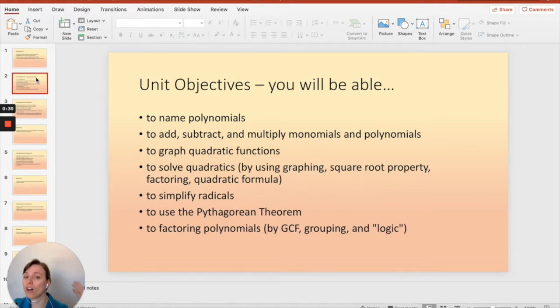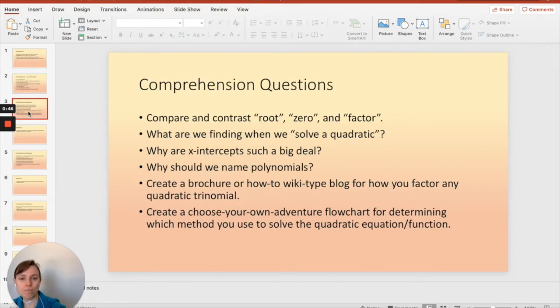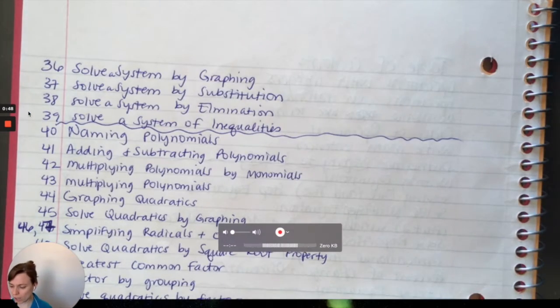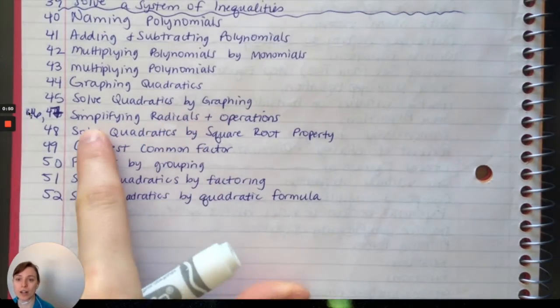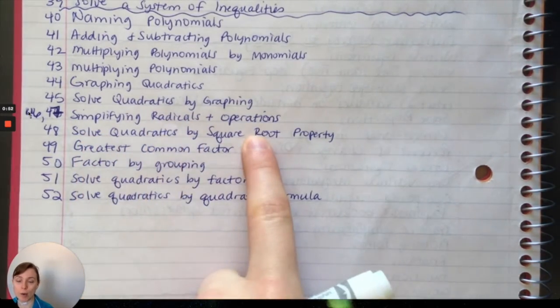So you've already solved by graphing. Remember, that is on page 45. If you want to go back to page 45 and look at what solving means, we're going to solve also using the square root property. That's another method in our toolbox that we can use. So without further ado, back at our table of contents, we are now on solving quadratics by square root property, page 48.